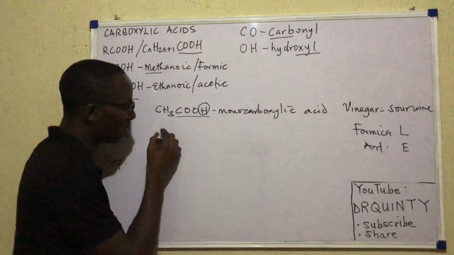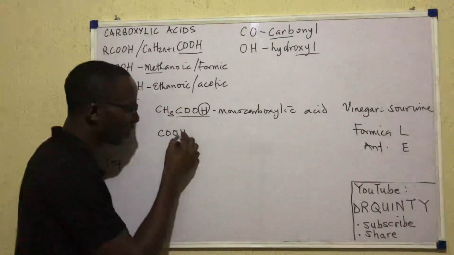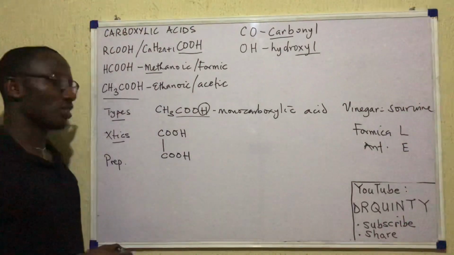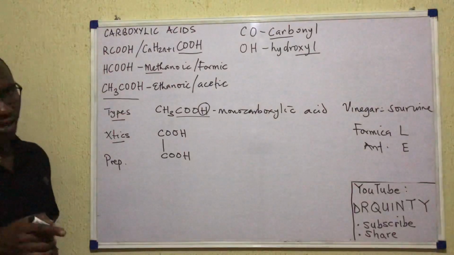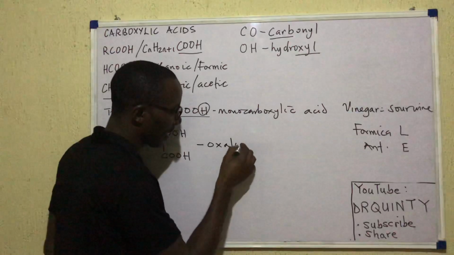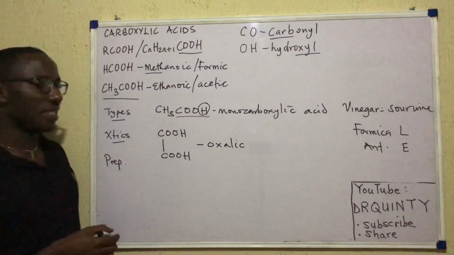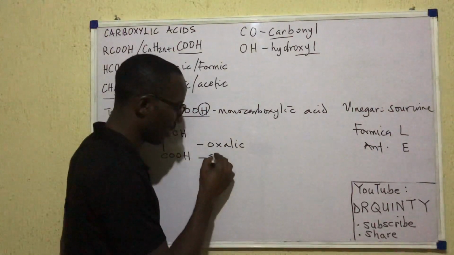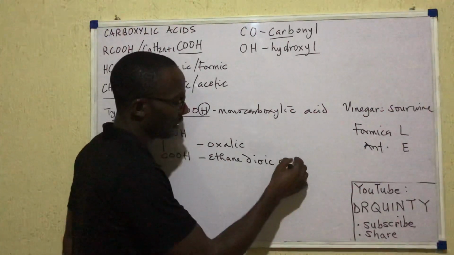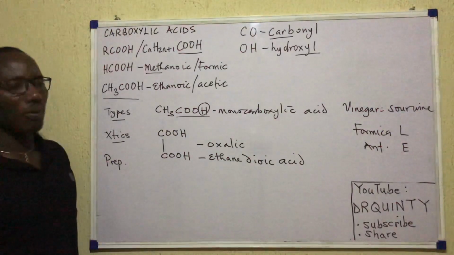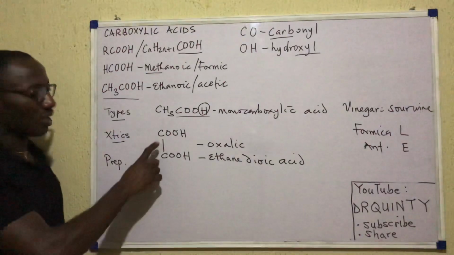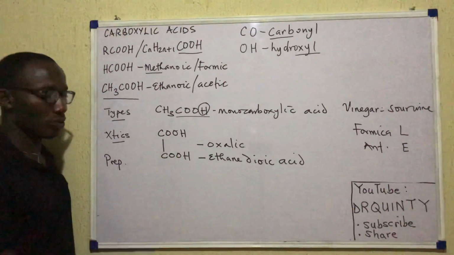Then see this one, COOH bonded to COOH. This is called ethane dioic acid. This ethane dioic acid is also called oxalic acid. So oxalic acid is ethane dioic acid. I'll put the other name there, ethane dioic acid. So it's a dicarboxylic acid. Dicarboxylic in the sense that it contains two COOH groups.